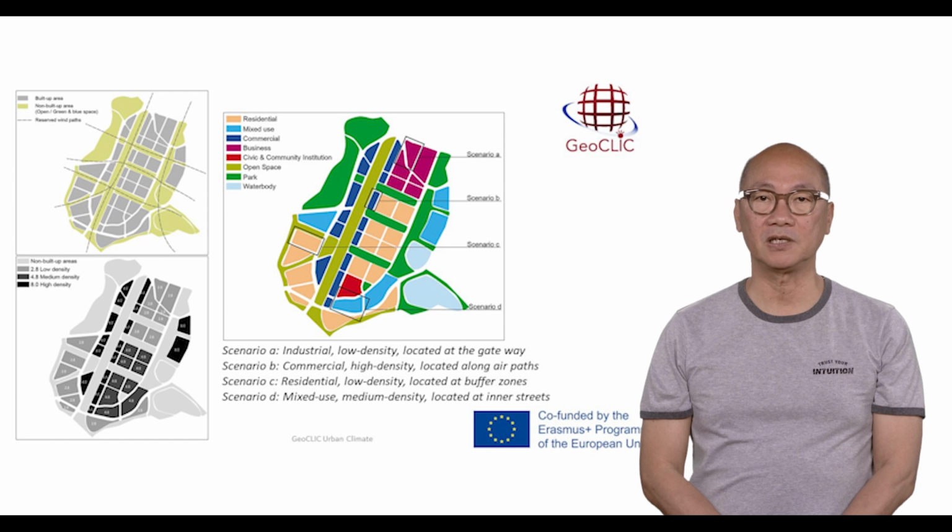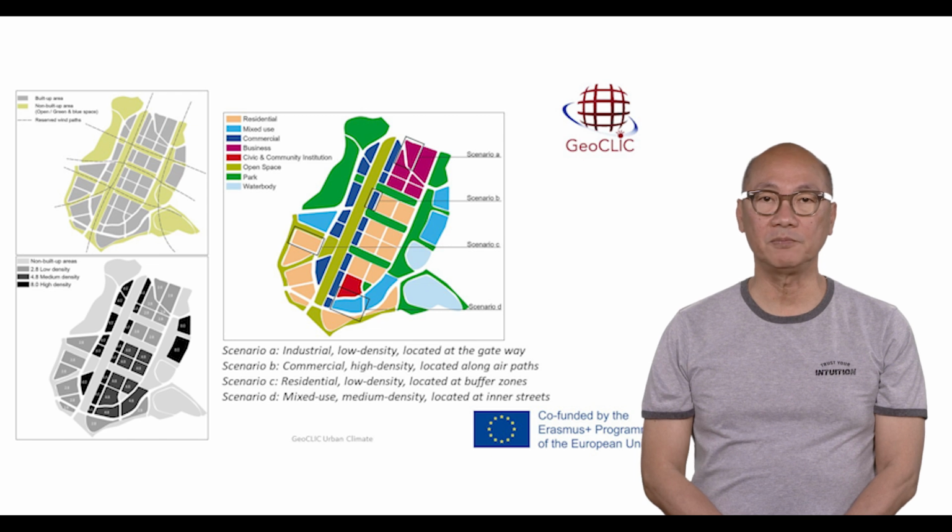Scenario A, industrial, low density, located at the gateway. Scenario B, commercial, high density, located along air paths. Scenario C, residential, low density, located at buffer zones. Scenario D, mixed use, medium density, located at inner streets.